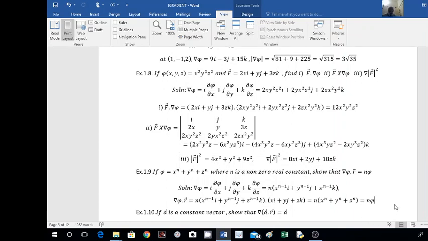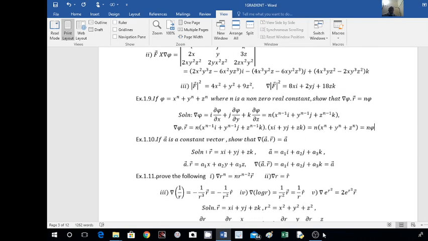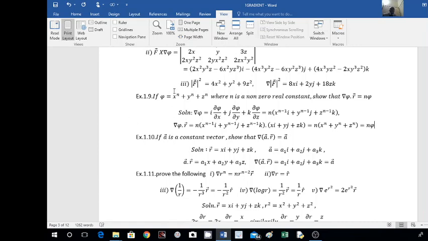Next, another example. If phi equals x to the power n plus y to the power n plus z to the power n, where n is a non-zero real constant, show that del phi dot r is equal to n phi. Okay. So first we find del phi. Del phi is nothing but i ∂phi/∂x plus j ∂phi/∂y plus k ∂phi/∂z.